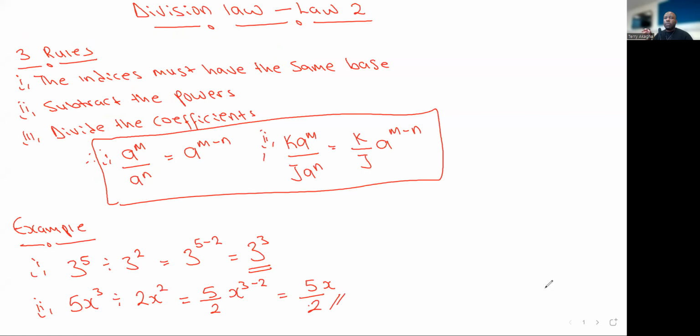Basically, for you to apply the division laws, first and foremost, the bases must be the same. Then you subtract the powers, and if they have coefficients, you divide them as well. The next one, I'm going to go to law 3, which is the power of 0. So we're going to solve some questions on the power of zero.